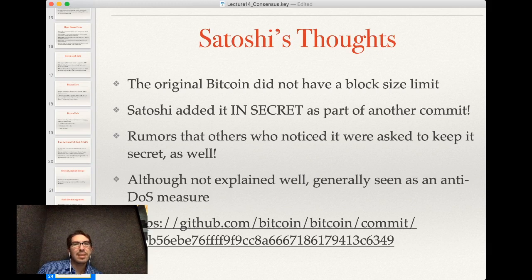However, this was generally seen as a simple anti-denial of service measure, so we couldn't have people just putting in tons and tons of dust transactions and clogging the network. We needed some limit. And of course, miners, if they have only a limited amount of space to put their transactions in, are going to try to get the transactions that are going to give them more money, or more Bitcoin. If you're just using dust to pay your transaction fees, then you're certainly not going to be picked up by these miners. So Satoshi did add it, but it seems like it wasn't really a consideration at first.